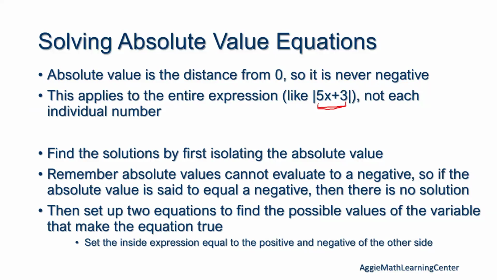So we're first going to find solutions by isolating the absolute value. If we've got any like terms, we'll combine them. Remember, absolute values cannot evaluate to a negative. If the absolute value is said to be equal to a negative, that can't be the case, so we'll have no solutions. We'll see an example of that. Then we'll set up the two equations to find possible values of the variable that make the equation true. So we'll set the inside expression equal to the positive and negative situations.